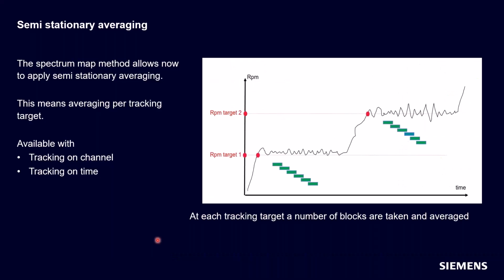We also added semi-stationary averaging. So if you wanted to have a relatively slow run-up and you were at each speed for a certain amount of time, we can do averaging at each speed. And that works with tracking on channel, so speed channel, for example, or tracking on time. So here's an example where we have a relatively slow drive up. We can do averaging at each one of these speeds.